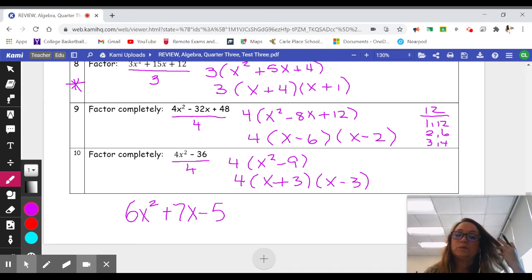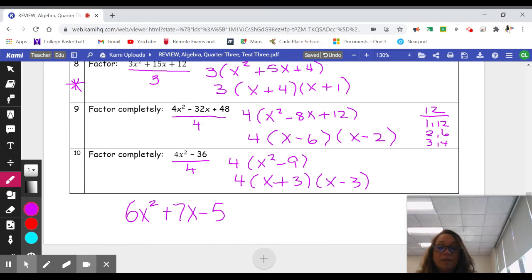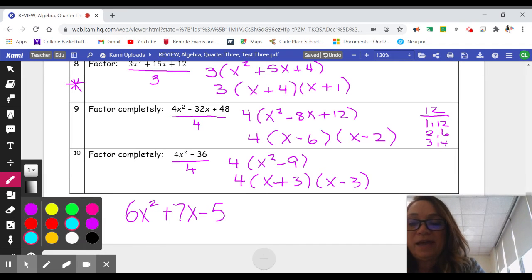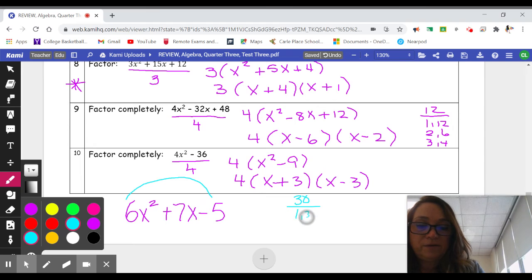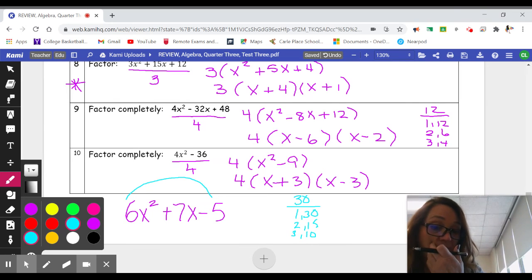All right, so there is no GCF. There is nothing common between 6, 7, and 5. As a matter of fact, 5 and 7 are both prime, so no GCF. So that means I'm going to do the a times the c, which is going to be negative 30. All right, so 1 and 30, not going to give me 7. 2 and 15, not going to give me 7. 3 and 10, probably the winner.